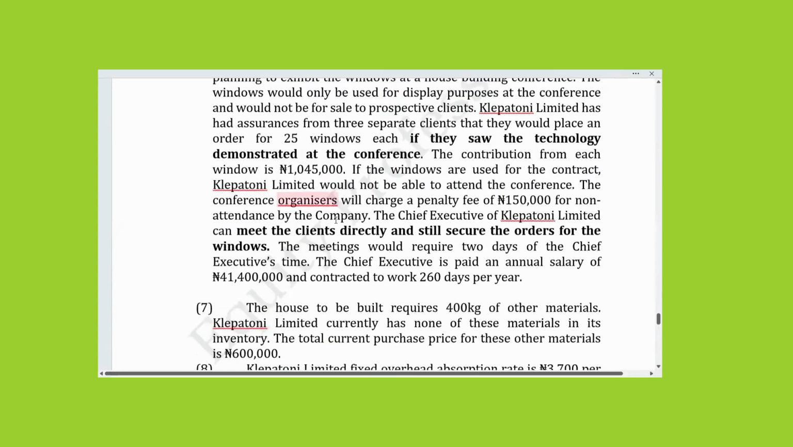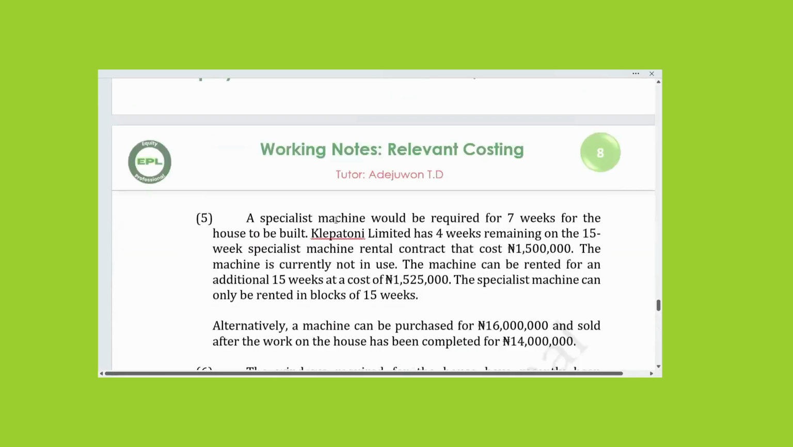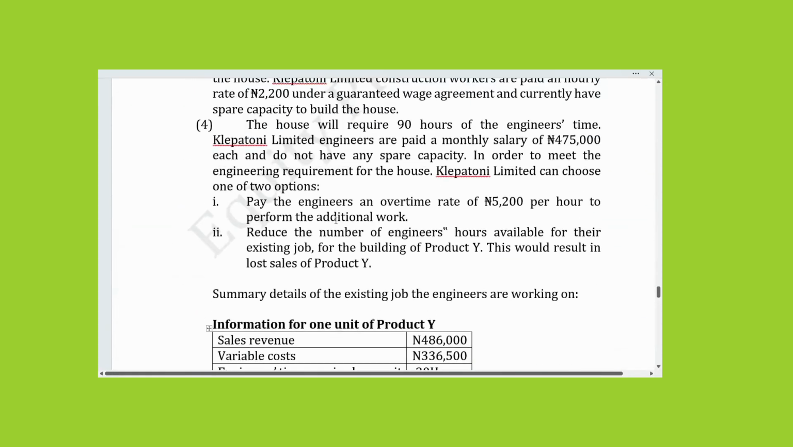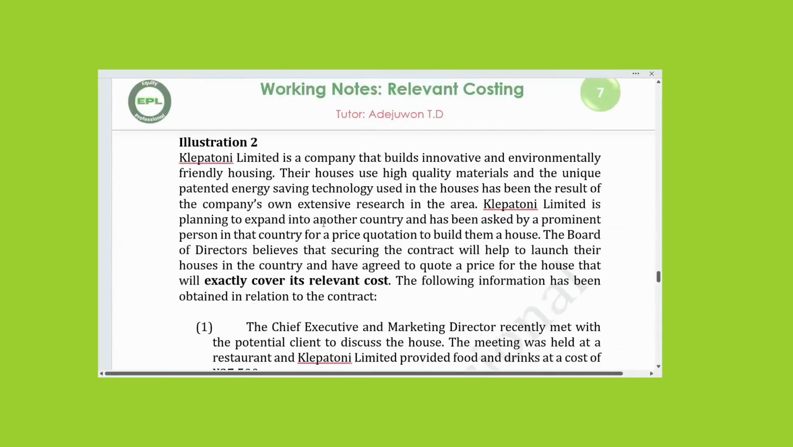All right. So if that is the case, what are you supposed to do? When you look at the first paragraph of the question, examiner has already told you that the board of directors believe that securing the contracts will help to launch their houses in the country and have agreed to quote a price for the house that will exactly cover its relevant cost. So what the examiner is asking you to do is to calculate relevant cost for this project.